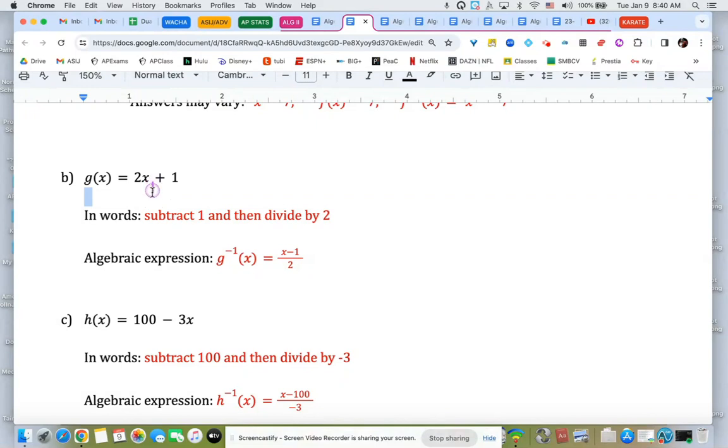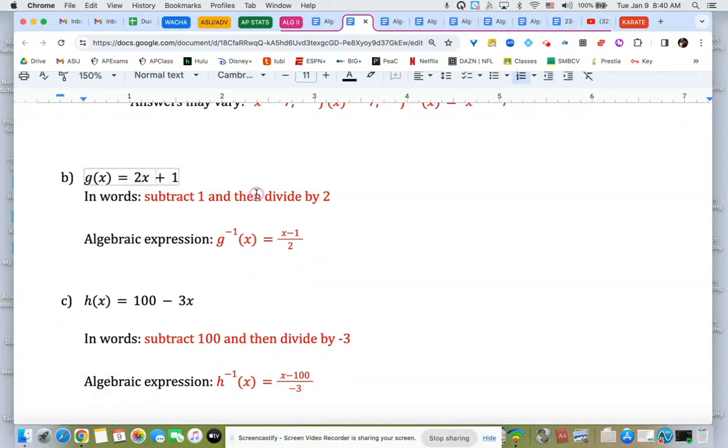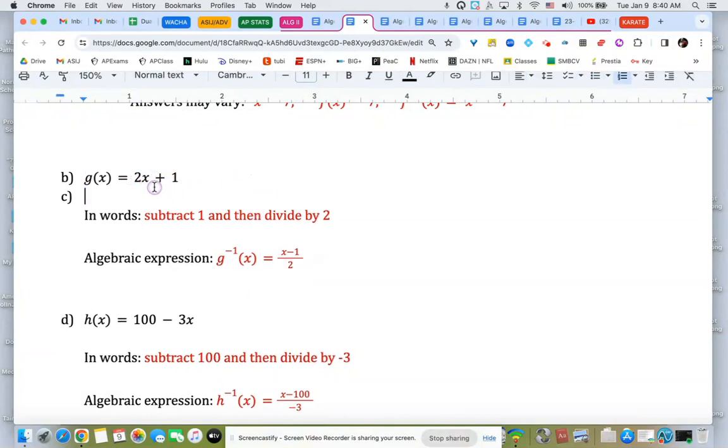So this x right here, that little x, that x is what you're solving for. And then when you get done, you're switching the x and the y's.